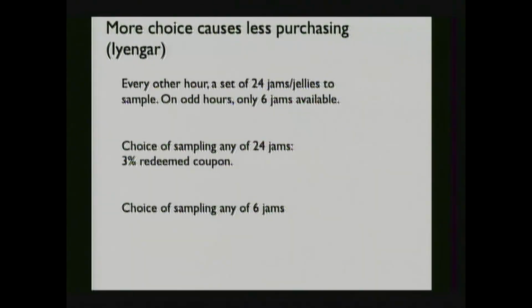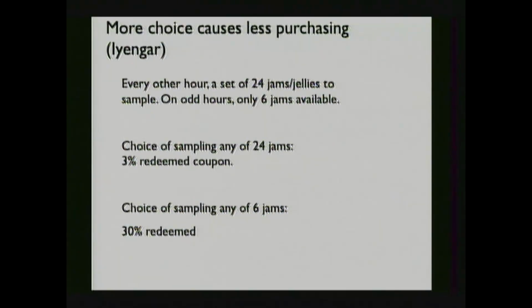She's very rigorous methodologically, so she actually matched the flavorfulness of the 24 with the 6. But when people could choose from 24, 3% of the people redeemed the coupon. Any guess on what the redemption rate was when you had a much smaller set? 30%. Yes, it is 30%. Even if you didn't know it, you did know it, right?